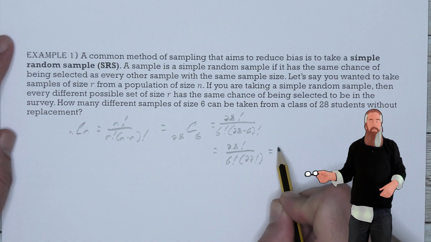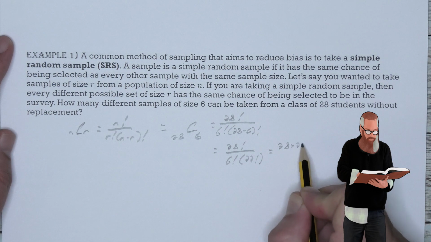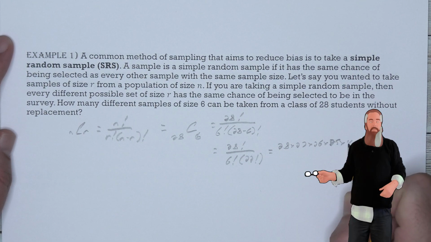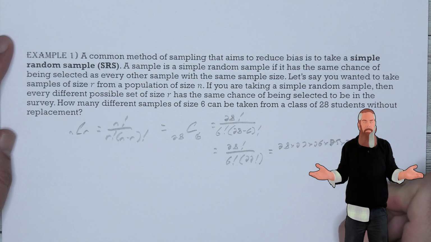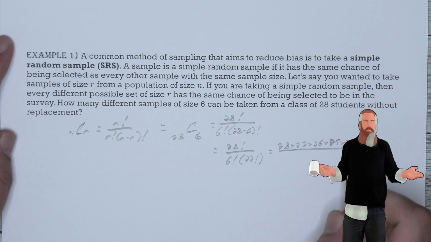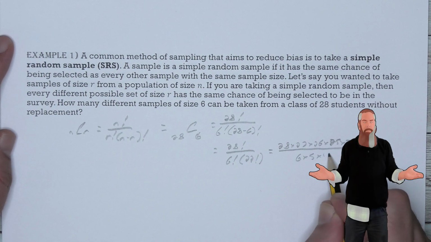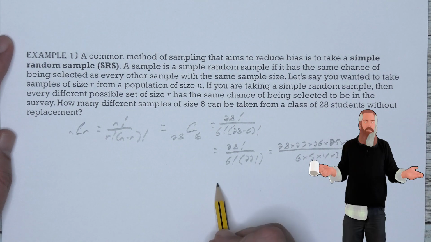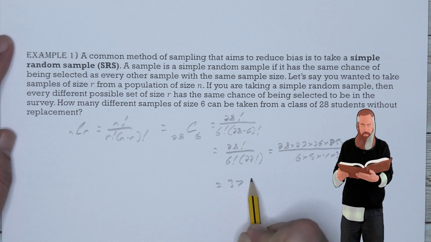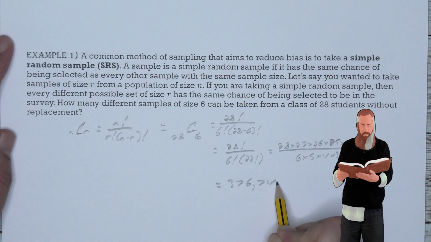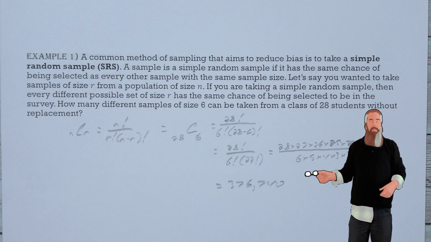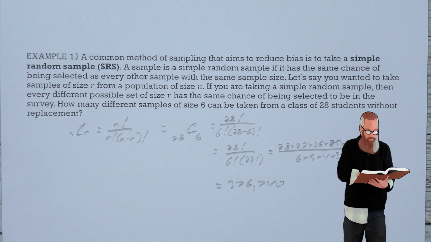This means we're going to have 28 times 27 times 26 times 25 times 24 times 23 divided by 6 times 5 times 4 times 3 times 2 times 1. And this is going to give us 376,740. So in a class of 28 students, over 300,000 different samples of 6 students can be formed.